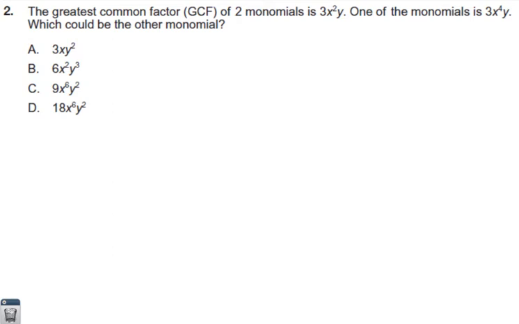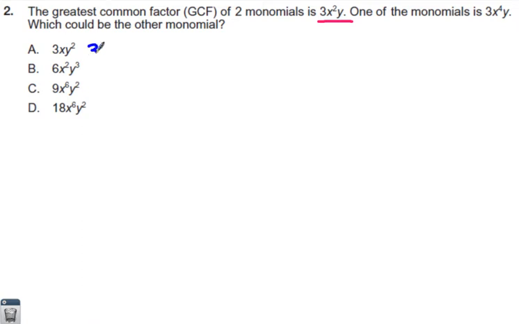Speaking of that, in this question, they again put a little twist on a GCF question. They're giving you one of the monomials, and they're also giving you the final GCF. They want you to figure out which one of these would get you a final GCF of 3x squared y. Well, let's just go through all of these, I guess.